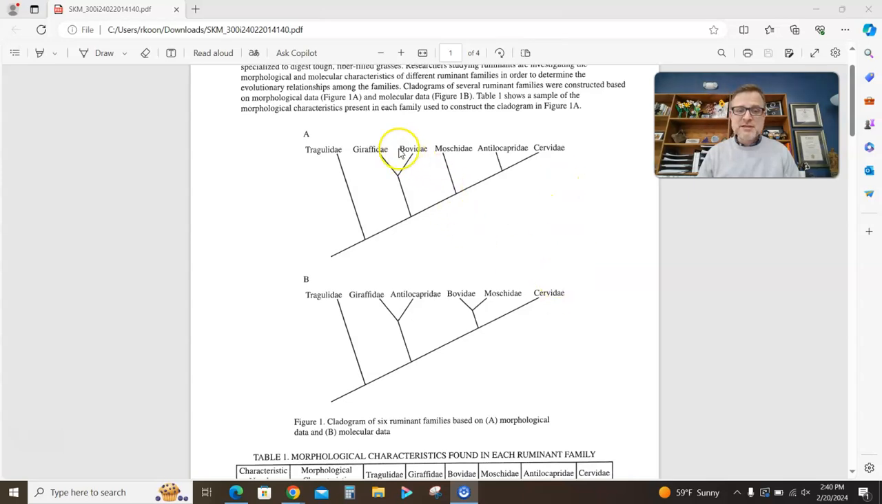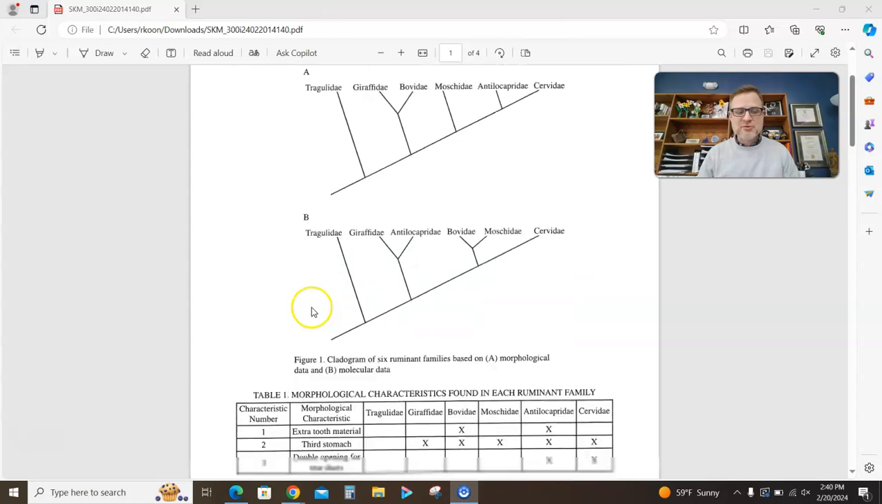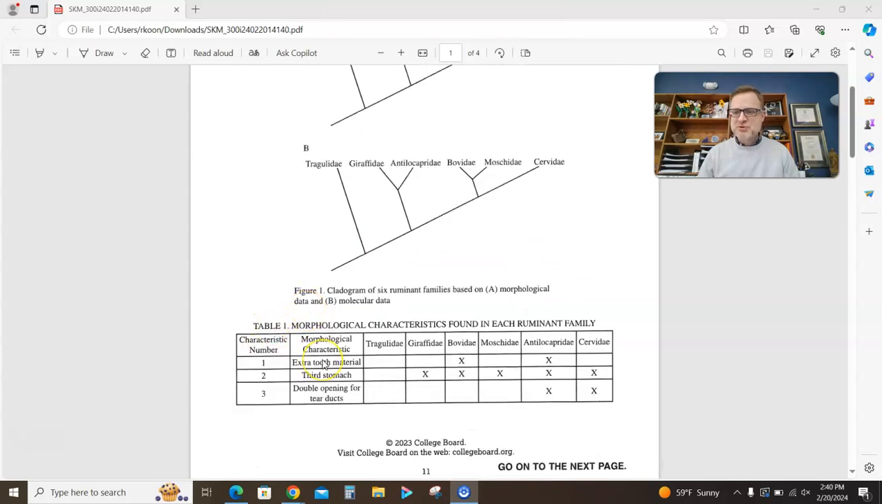The main difference is here: you can see Giraffidae and Bovidae have a recent common ancestor on tree A. And in tree B, Giraffidae and Antilocapridae have a recent common ancestor, and Bovidae and Moschidae have a recent common ancestor. Okay, what's even the question? It also gives me this table showing morphological characteristics. We'll come back to that later.